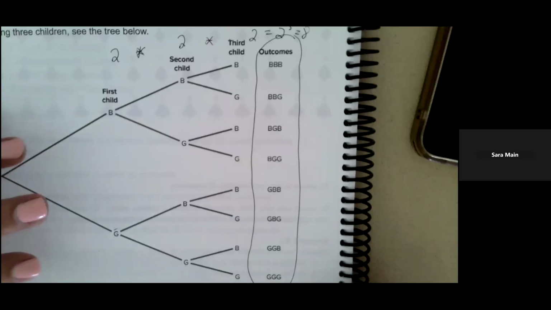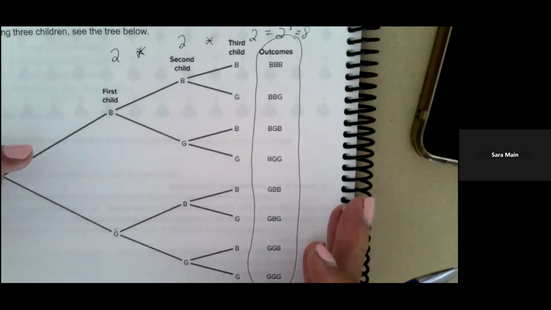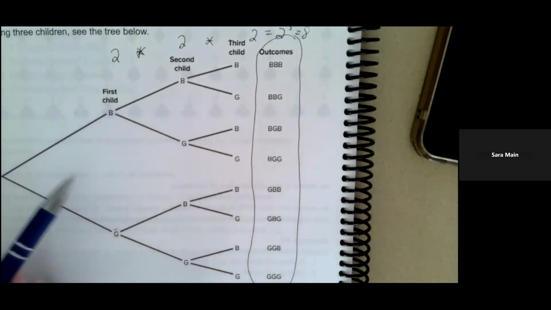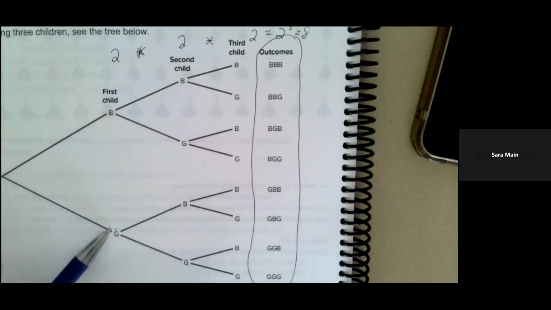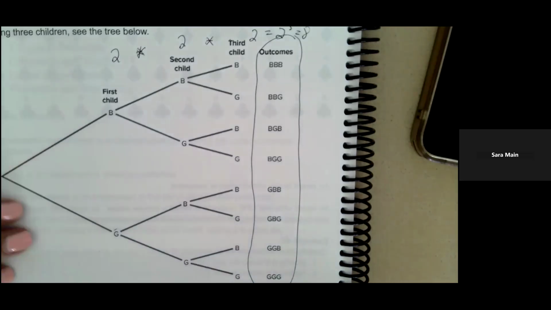I always like to know when I'm making these, how many possible outcomes am I going to have? And always try to be consistent. Notice I always labeled my boy on top of the girl each time, and you could have done it the other way, but it's just so you've got consistency so that you make sure that you're not getting them mixed up.